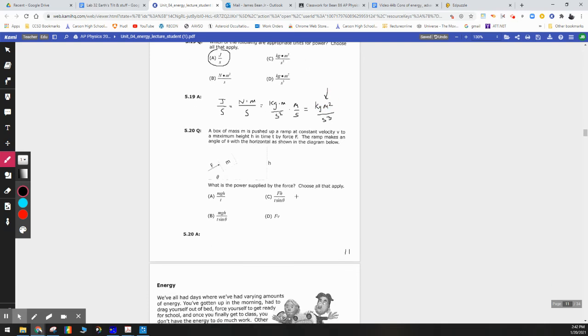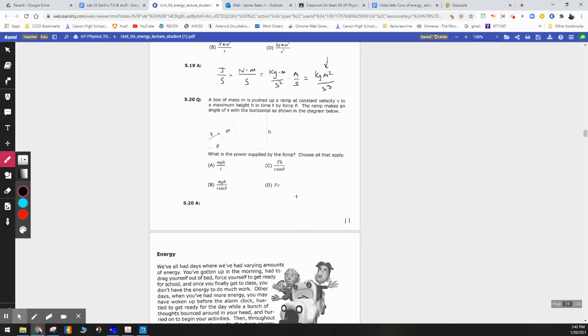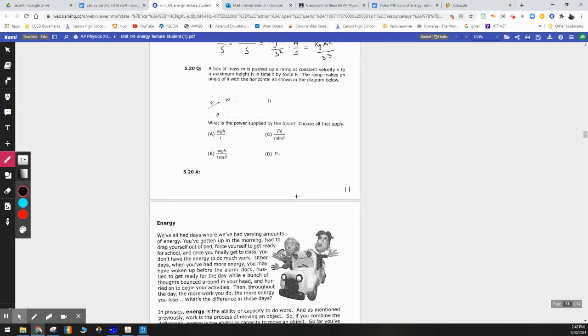So here is 5.2, the last one in this section. A box of mass m is pushed up a ramp at constant velocity to a maximum height h in time t by force F. The ramp makes an angle theta with the horizontal as shown in the diagram. What is the power supplied by the force? Choose all that apply.